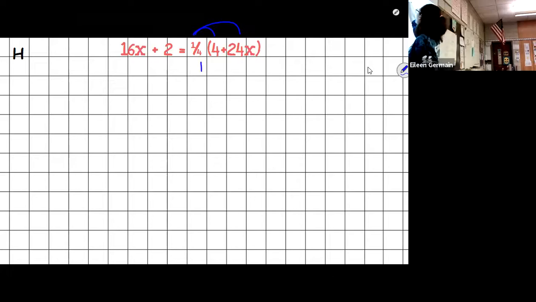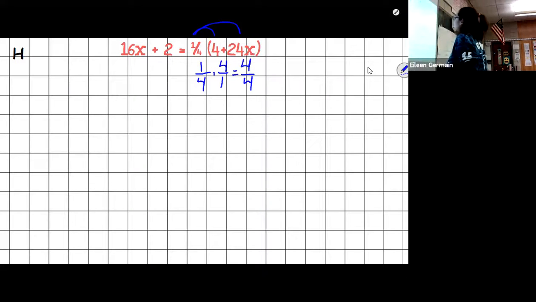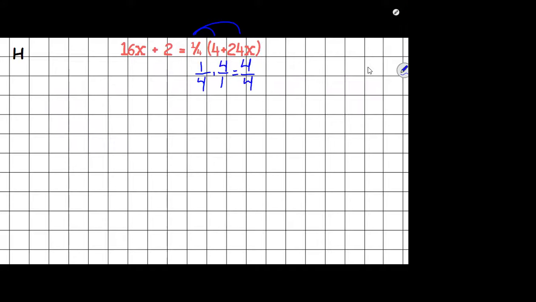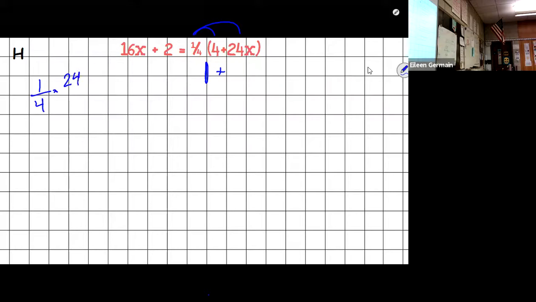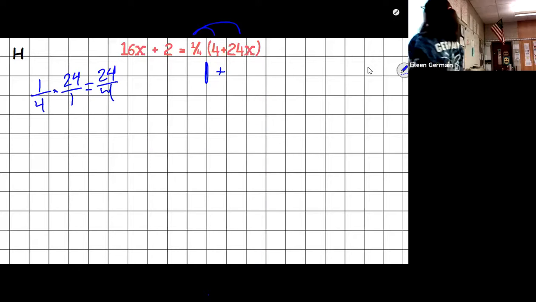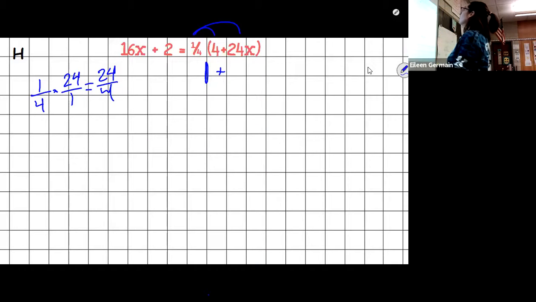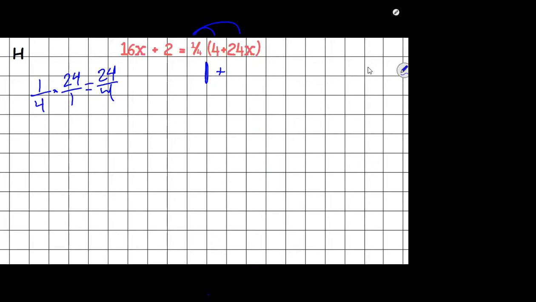So we would look like 1/4 times 4/1, right? And I get 4/4, which is equal to 1 whole. 1 whole. Very good. Okay. Plus, we're looking at 1/4 times 24/1. And I get 24/4, which is equal to what? It goes in evenly. 4, 8. Very good. 6 plus 6x.